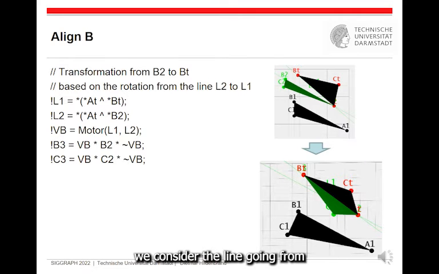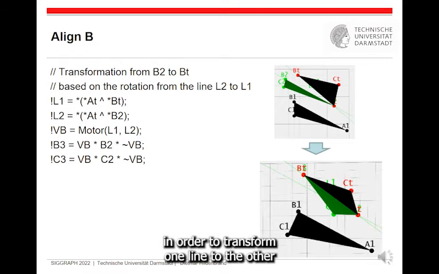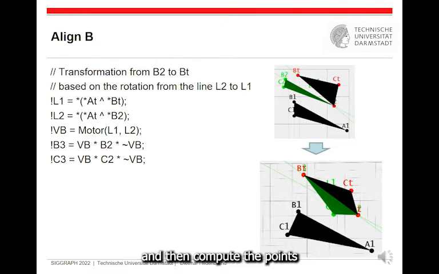For the next alignment step, we consider the lines going from AT to B2 and the line from AT to BT, call them L1 and L2, and compute the motor in order to transform one line to the other, and then compute the points B3 and C3 based on this motor VB, and then we can see the result in the bottom picture, and here we can see that the lines are aligned to each other.